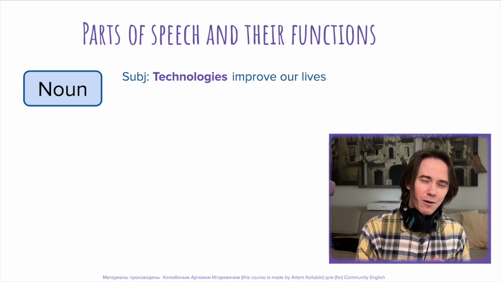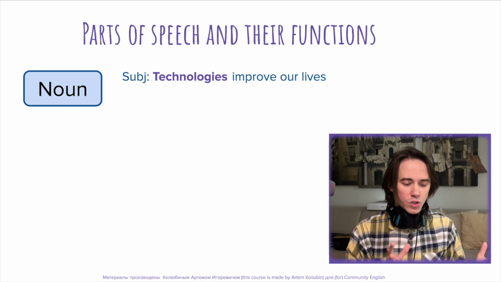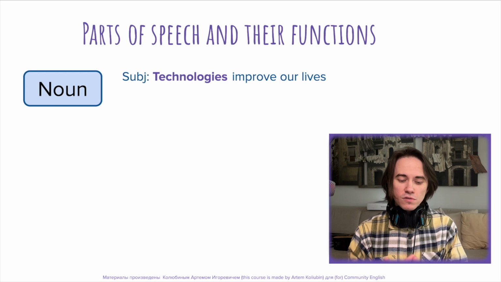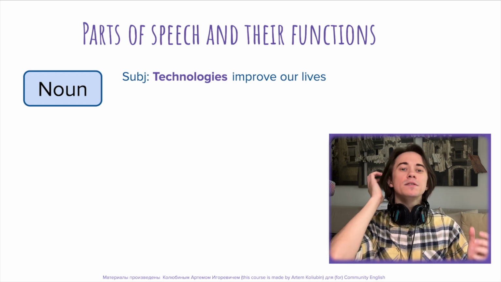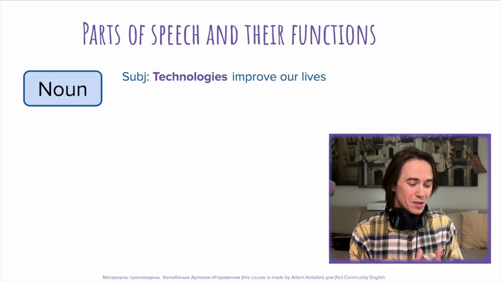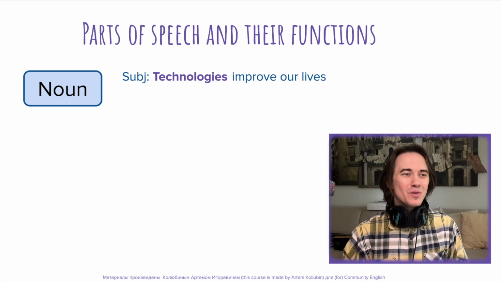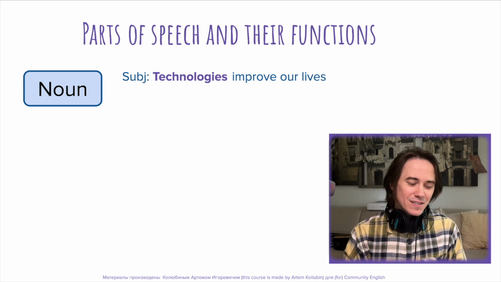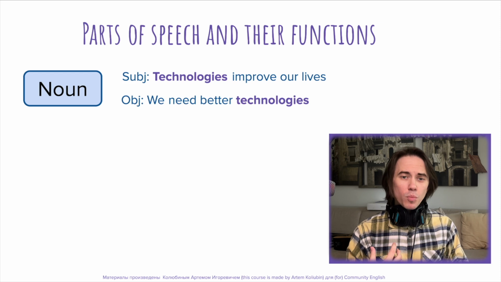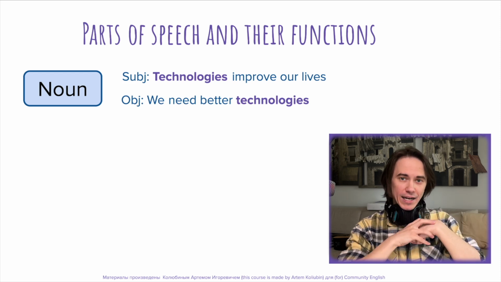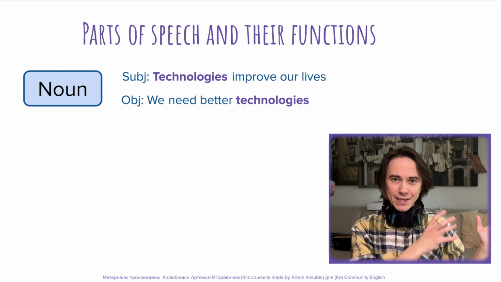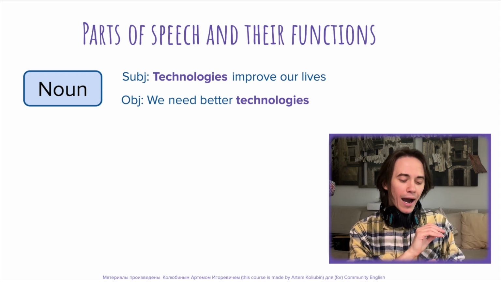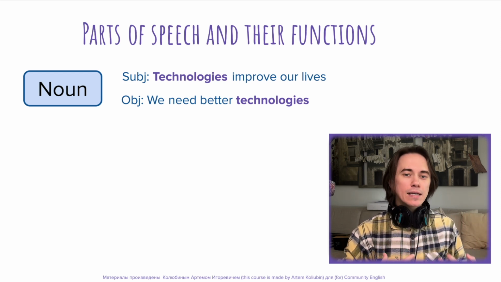For example, a noun can be a subject. Technologies improve our lives. Here, technologies is the subject. It's the doer, the main agent, the actor in the sentence. It can be an object, the thing that receives the action. We need better technologies. Here, the subject is we, so the noun technologies acts as an object.